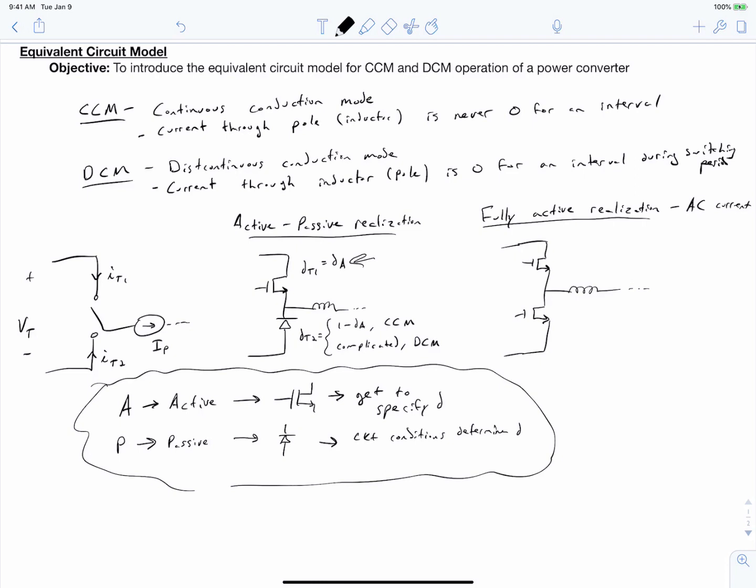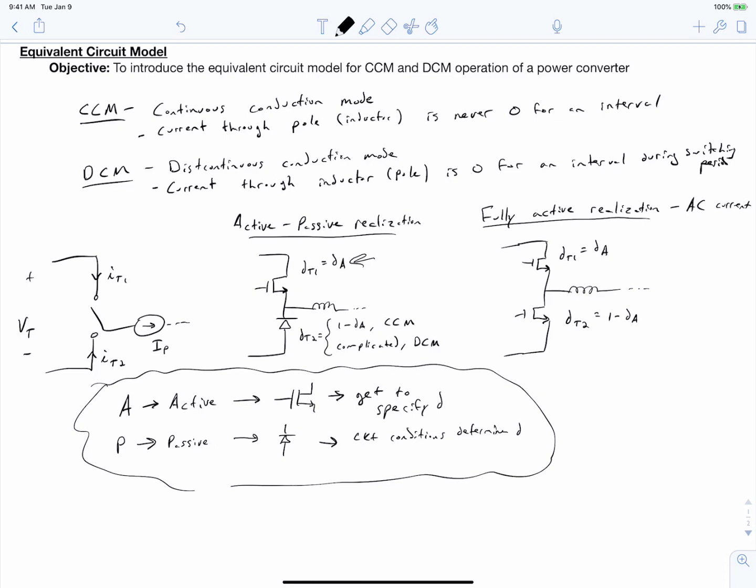Now, I want to distinguish here the active-passive realization from the fully active realization. In the fully active realization, again, our top switch's duty ratio is dA. And in this case, since we're able to actively control the bottom switch, it will also have a duty ratio of 1 minus dA, regardless of whether it's in continuous conduction mode or discontinuous conduction mode. And actually, the right way to say this is that it doesn't enter discontinuous conduction mode. By being able to actively control that switch, we prevent the case where the inductor or pole current goes to zero for an interval of time.